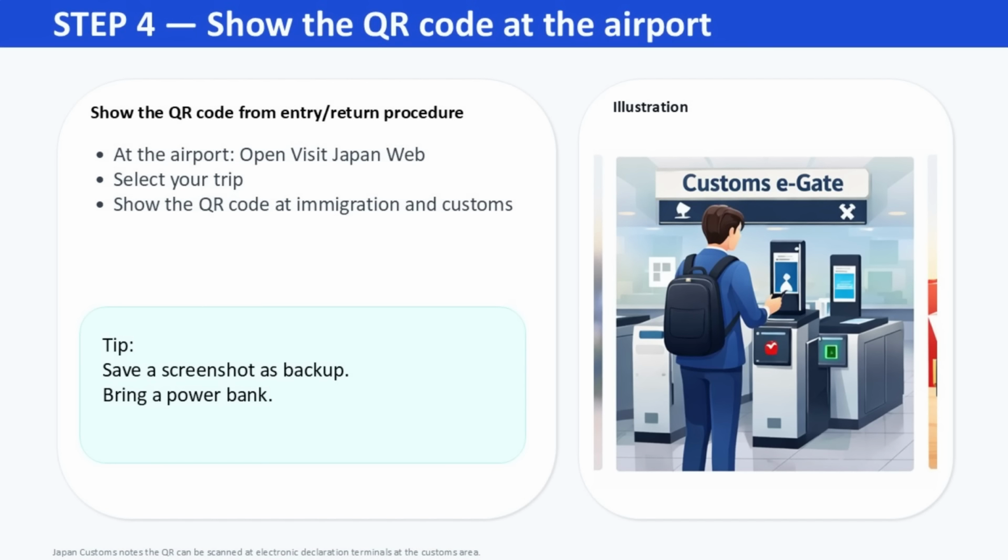Step 4. Show QR code at the airport. When you arrive in Japan, open Visit Japan Web and select your trip. Show the QR code at immigration and then show or scan it again at customs if requested. It's a good idea to save a screenshot as backup and bring a power bank.